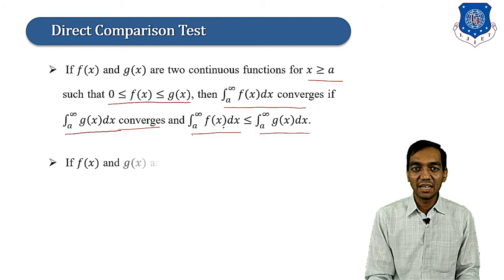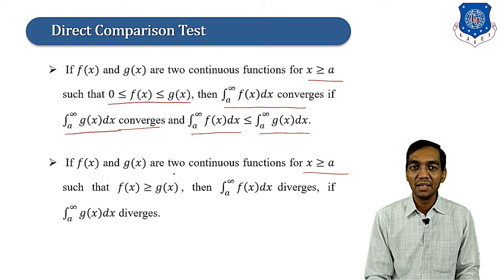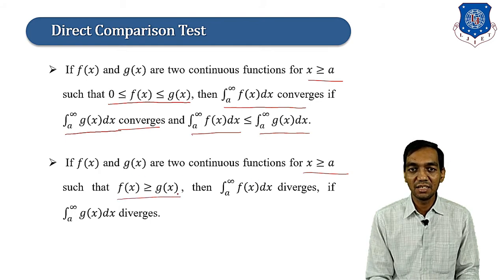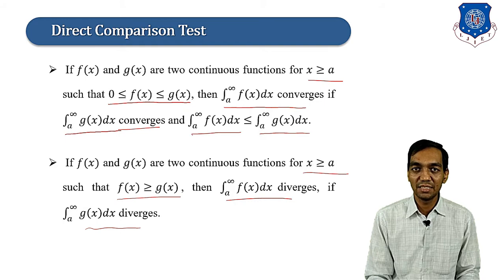That means if the larger function has a convergent integral, then the smaller function is always going to be convergent. Secondly, vice versa: if f(x) and g(x) are two continuous functions for x greater than or equal to a, such that f(x) is greater than or equal to g(x), and if g(x) diverges, that means the smaller function is divergent, then the larger function, the integration from a to infinity of f(x) dx, is going to be divergent.